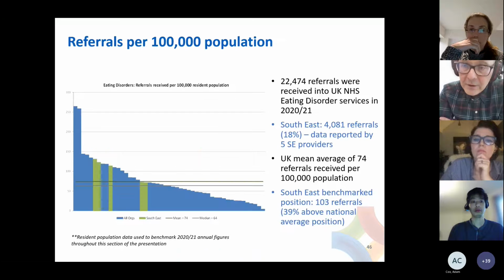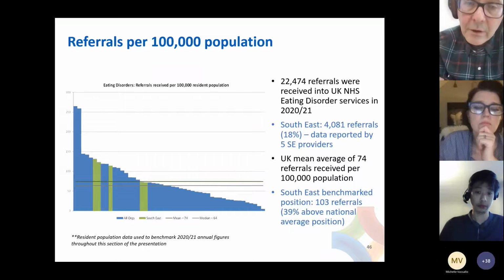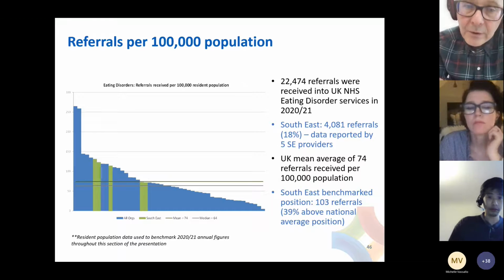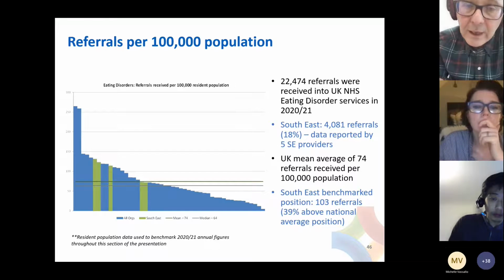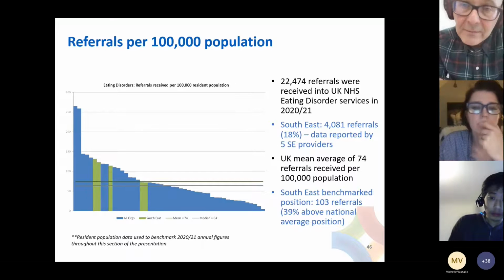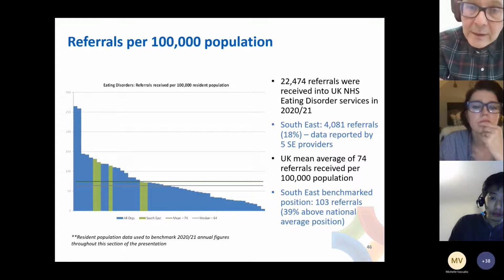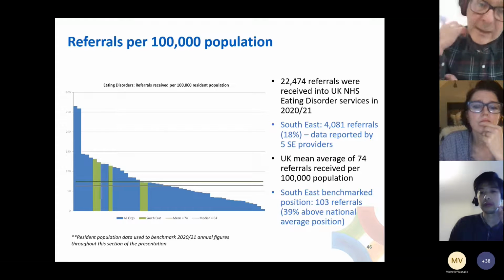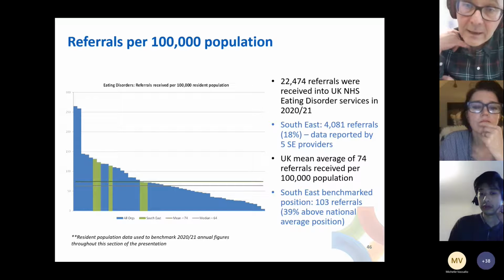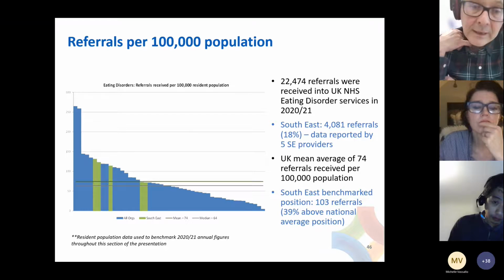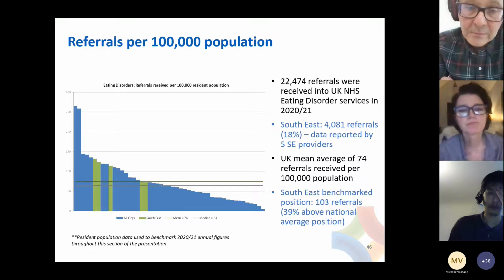And again, there's a bit of challenge from us on this one as well. So referrals per 100,000 population. So in absolute terms last year, this is not a benchmark chart, but across the UK, there were 22,000 referrals made into UK eating disorder services. So that's UK-wide. And we would expect the NHS in England to be accounting for about 85% of that. And in the South East, there were just over 4,000 referrals, so 18% of the total.